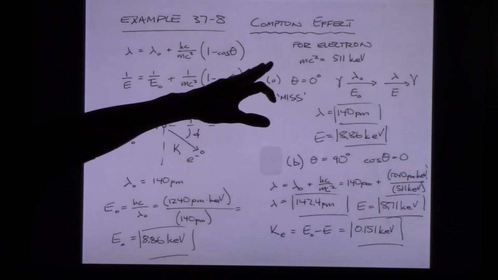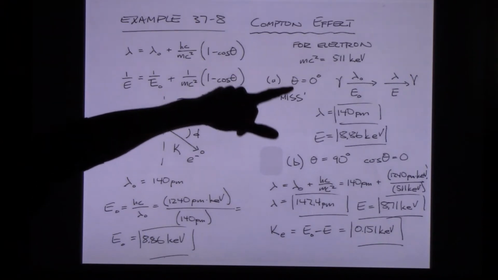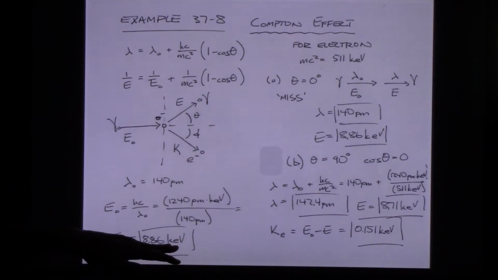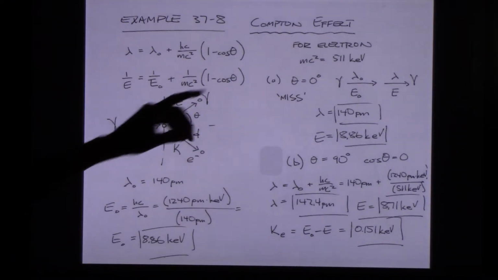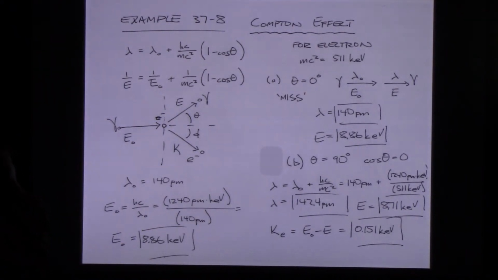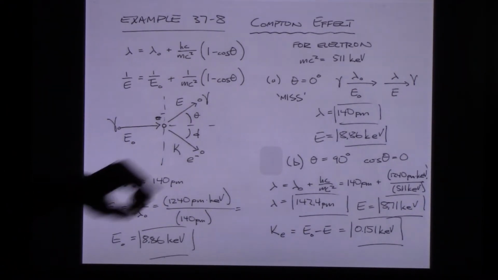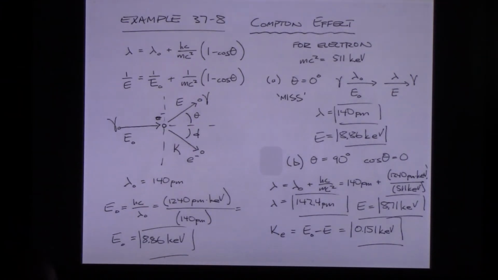For the electron, we're going to be using its mass of 511 keV. Since this was in thousands of eV, I thought, why not? Let's just do everything in thousands of eV. That'll work. And so at theta equals 0, let's try the formula.